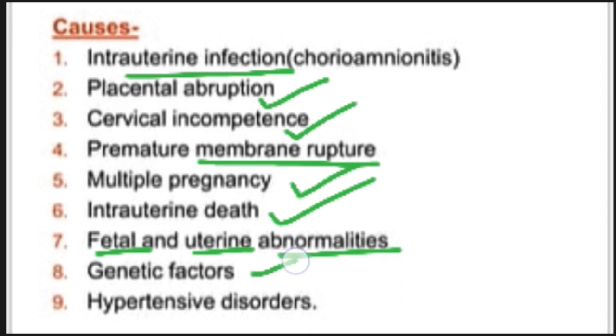Genetic factors can lead to preterm birth, and any underlying disease condition like hypertension, diabetes, or thyroid can lead to preterm birth. Apart from this, your lifestyle, the way you live, like if you are smoking or living in a smoking environment, or living in an unhealthy environment, can definitely affect the growth of the baby and lead to preterm birth. These are the causes of preterm birth.